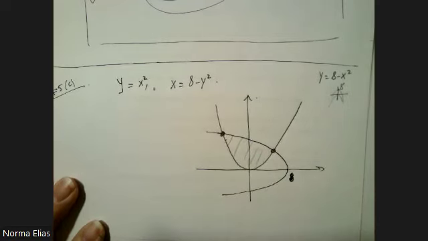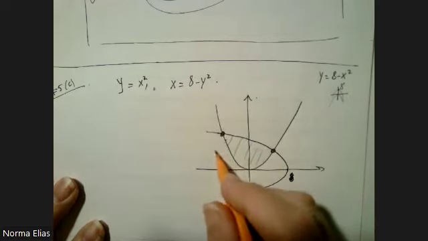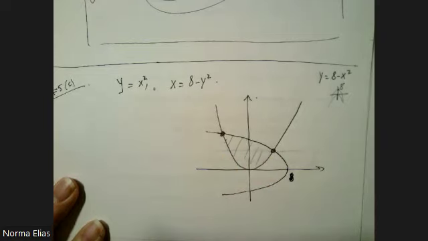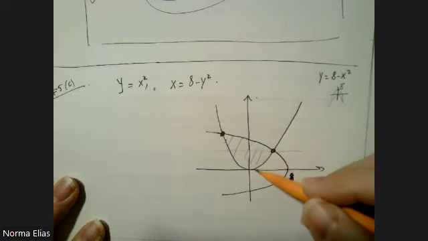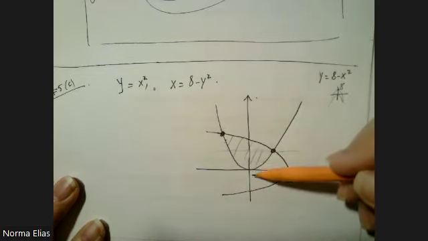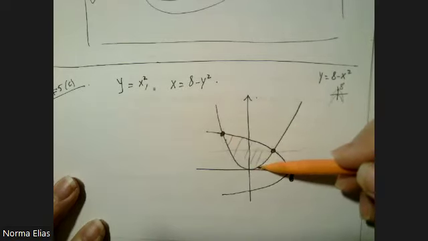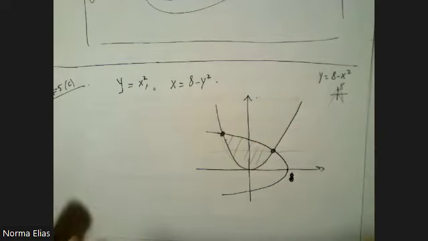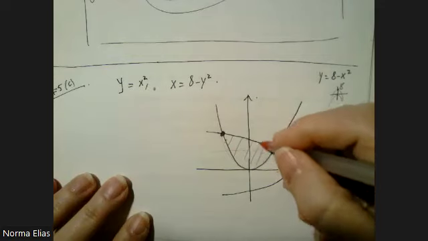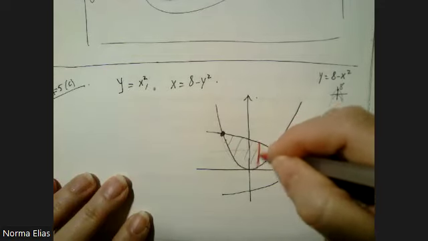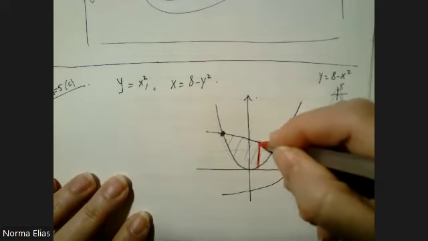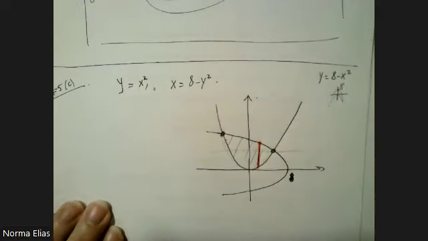Not, I'm not stuck. We can finish it, but I will have really to cut into pieces because the left curve, we know it. The right curve is changing. So I really have problem with those kind of slices. So I definitely have to take the vertical slices. Okay, take the vertical slices.